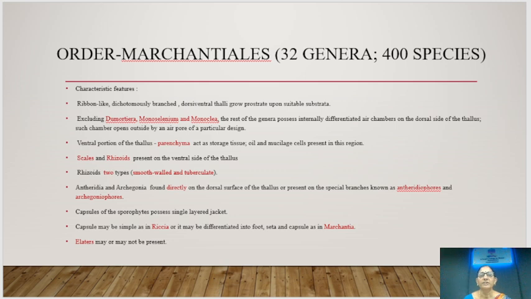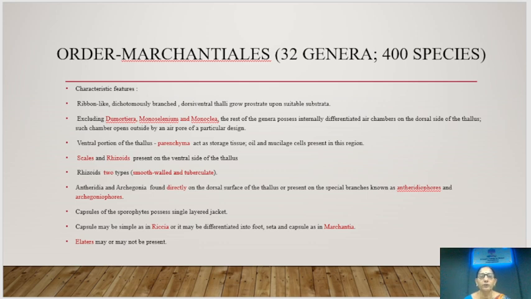Order Marchantiales of class Hepaticopsida consists of 32 genera and 400 species. The general characteristics of order Marchantiales: these are mostly ribbon-like, dichotomously branched, dorsiventral thalli, and the genera have different air chambers within the dorsal surface. The ventral surface of the thallus has parenchymatous cells which have the storage tissues, oil and mucilage cells. The scales are present, and rhizoids are also present on the ventral side of the thallus.